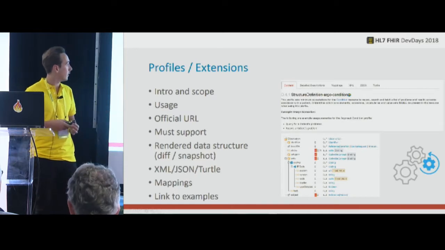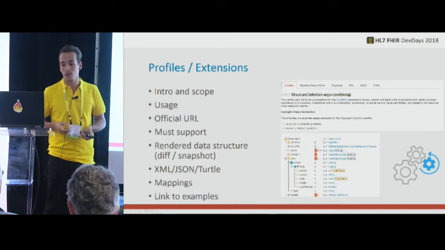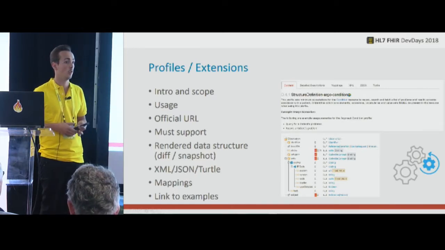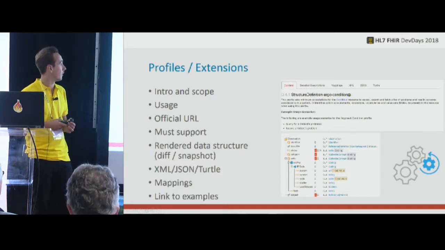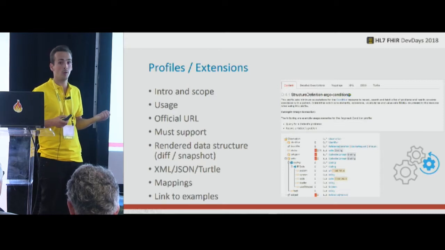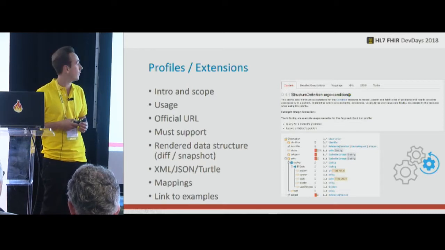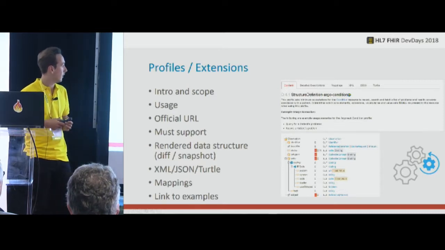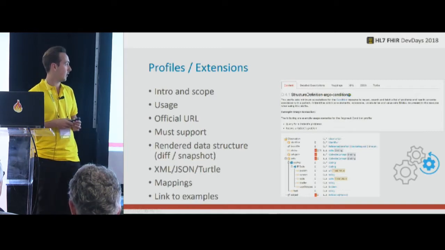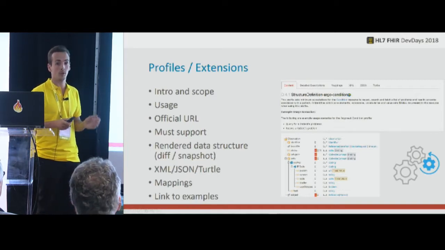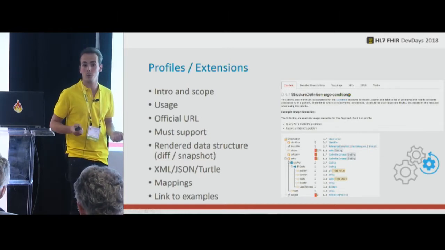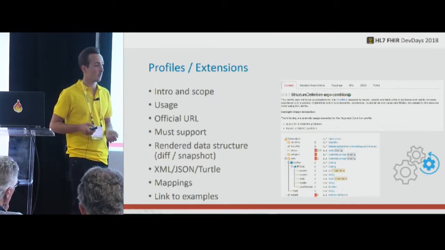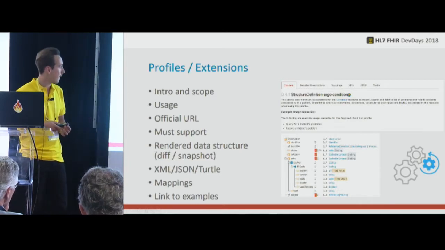So you will again introduce the introduction and scope of that profile, how it's used, where it's used. You will give your profile an official URL, or its canonical URL, with which the profile is identified. This is also the place where you can say which elements are considered must support, and then you should also explain what must support actually means for your implementation.